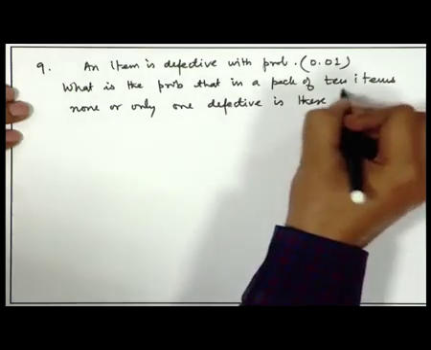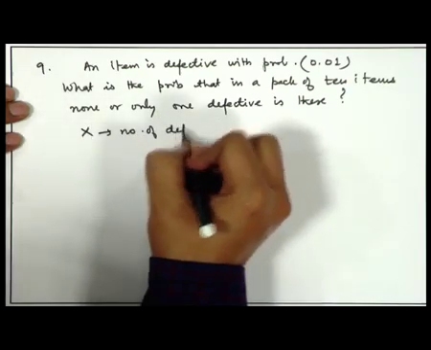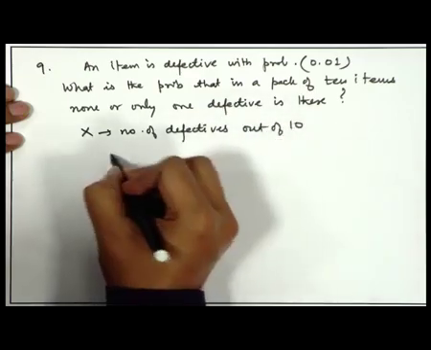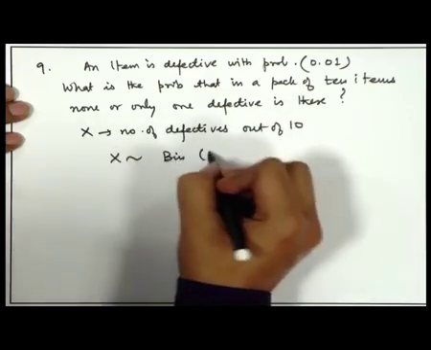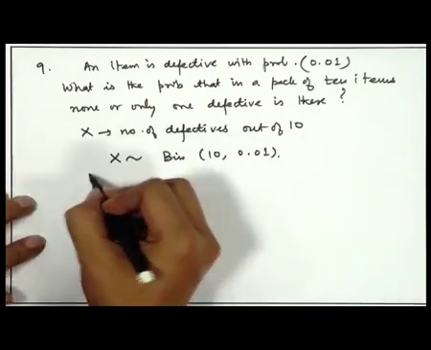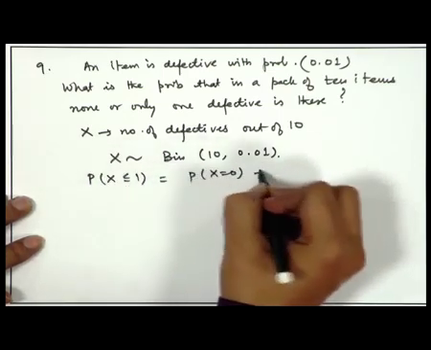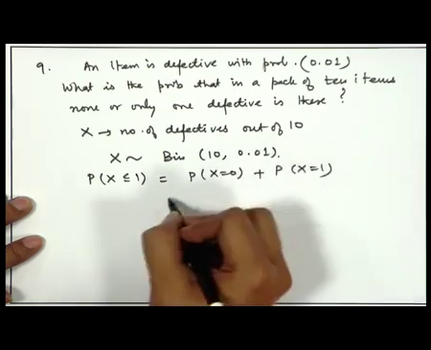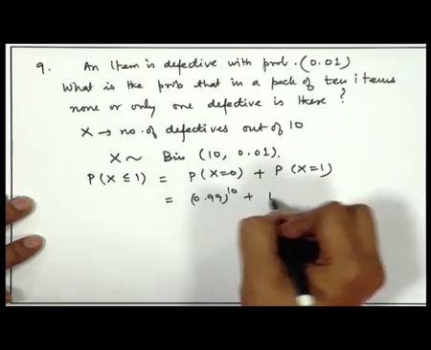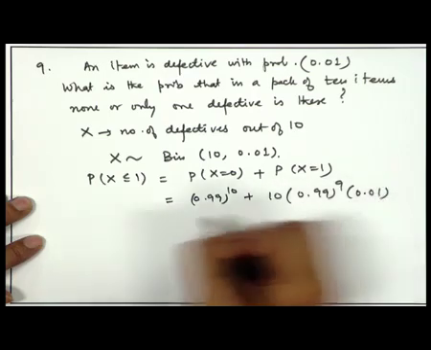So, if x is the number of defectives out of 10, then x follows binomial (10, 0.01). So, probability x less than or equal to 1 will become probability x equal to 0 plus probability x equal to 1, that is 0.99 to the power 10 plus 10 into 0.99 to the power 9 into 0.01.